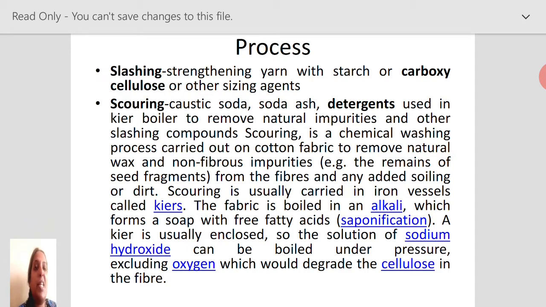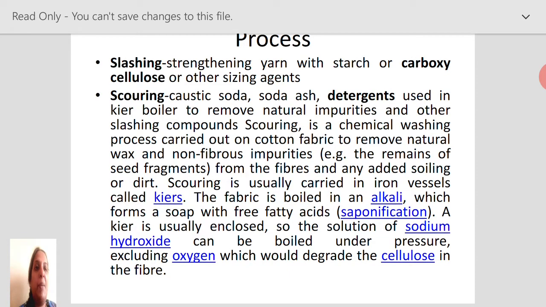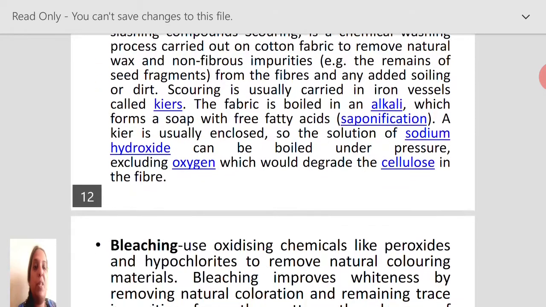And this is the next process, the scouring process. Normally this scouring process is otherwise known as a kier boiling process, where caustic soda or soda ash or detergents will be added in a kier boiler, and the cloth will be subjected to boiling at high temperatures, so that it removes the natural wax as well as the non-fibrous impurities. As this kier boiler is a closed one, the oxygen will be excluded, and this will also be helpful in preventing the degradation of the cellulose in the fiber.